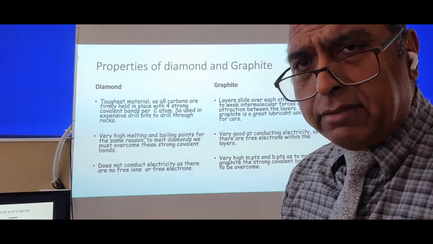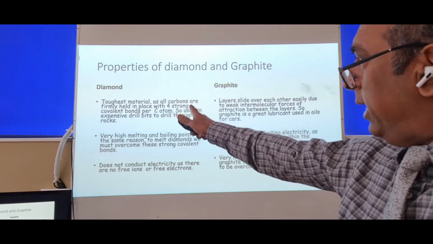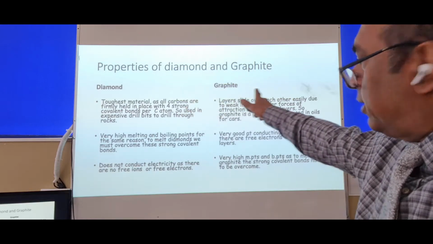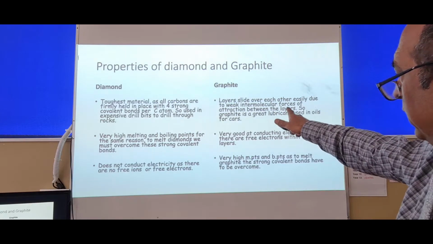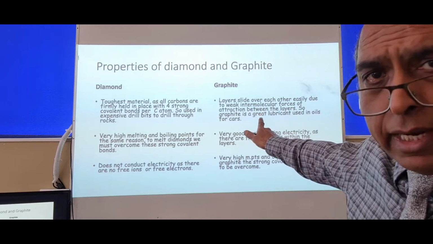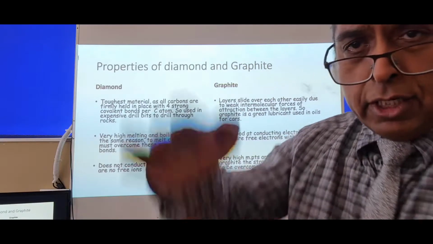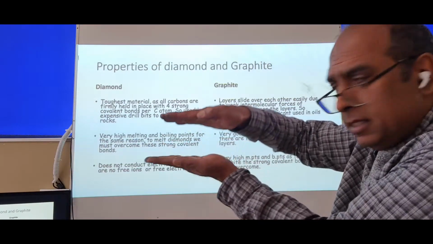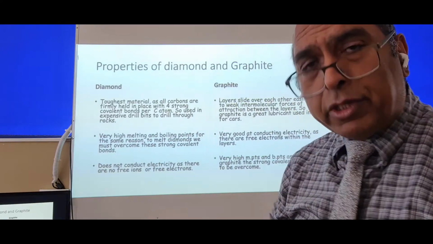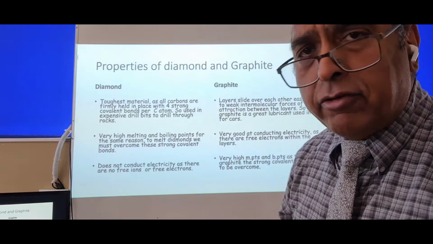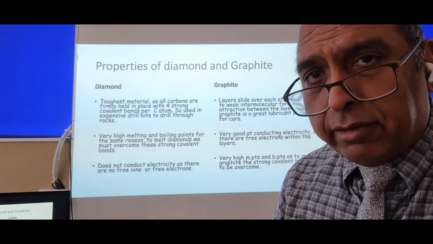So, this slide, important slide. Diamond, toughest material, as all carbons are firmly held in place. In contrast, graphite. Layers slide over each other easily due to weak intermolecular force of attraction between the layers. So graphite is a good lubricant. The best oils for cars are graphite included within the oil. If graphite gets between metals, say my hands are metals, then if you put graphite in between them, the metals will slide over each other much better, much less friction with graphite between them, because the layers of graphite really go over each other very easily. The really expensive oils are graphite included within the oil, and they're called synthetic oils, and they're expensive.